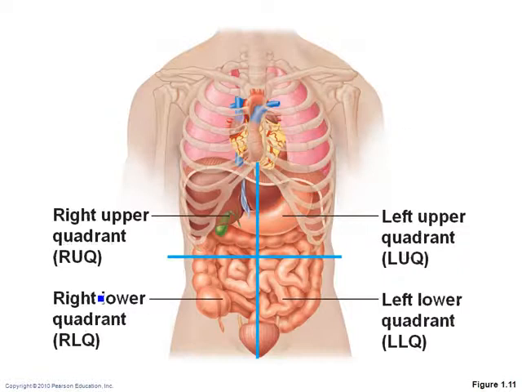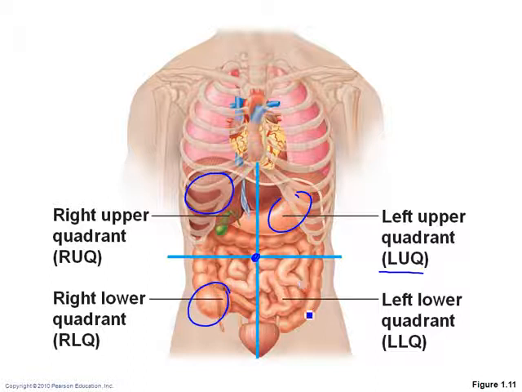Now, most of the time you're going to learn the quadrants. This is what's kind of more common. And again, you use the belly button as your cross point. Draw an X or a T. And you say, okay, where is most of the organ? So most of the liver is in the right upper. Most of the stomach is in left upper. Your appendix is in the right lower. Most of your descending colon is in the left lower.